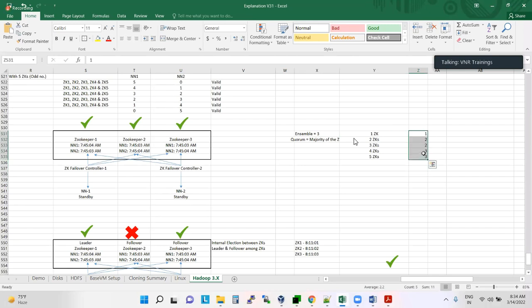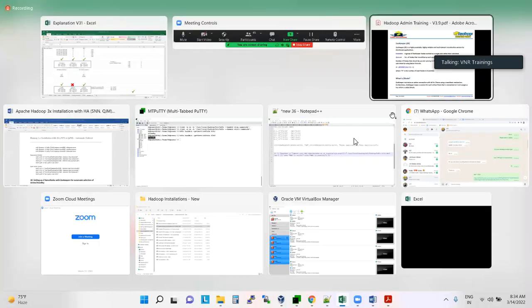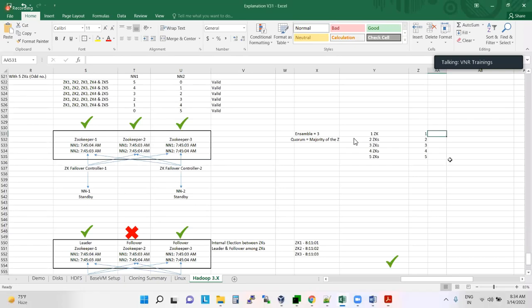Okay, let me put this formula here. 1 zookeeper, 2, 3, 4, 5 zookeepers. So here the formula is that. What is the formula here? This minus.